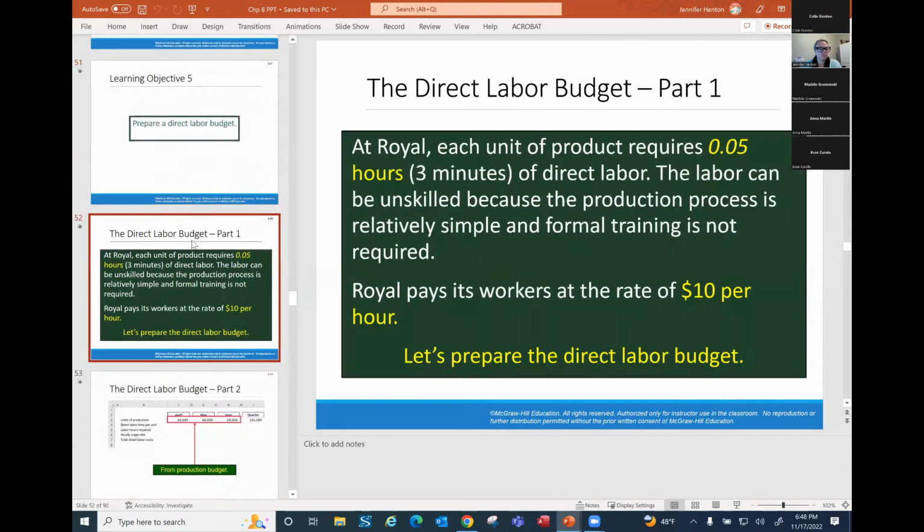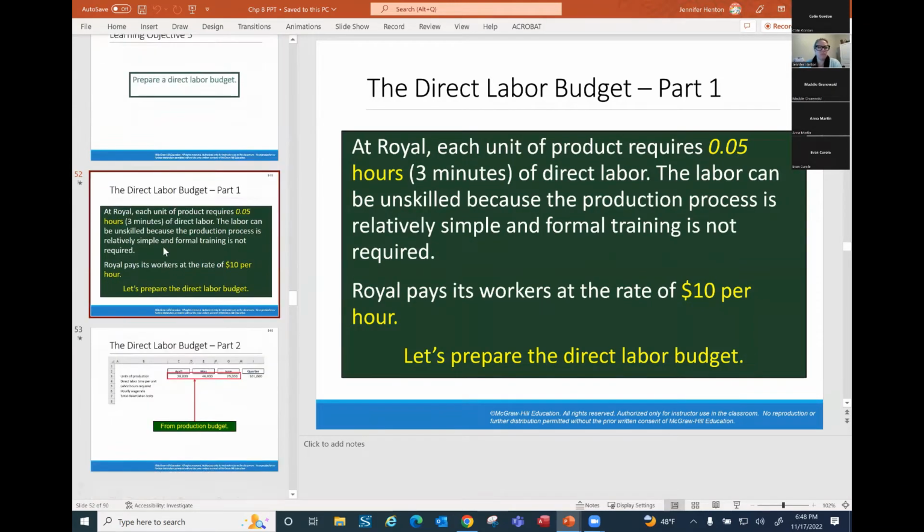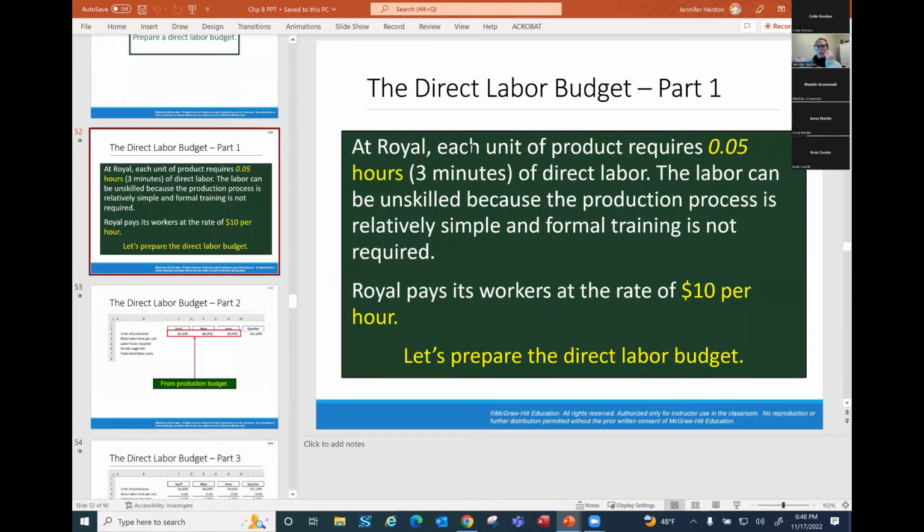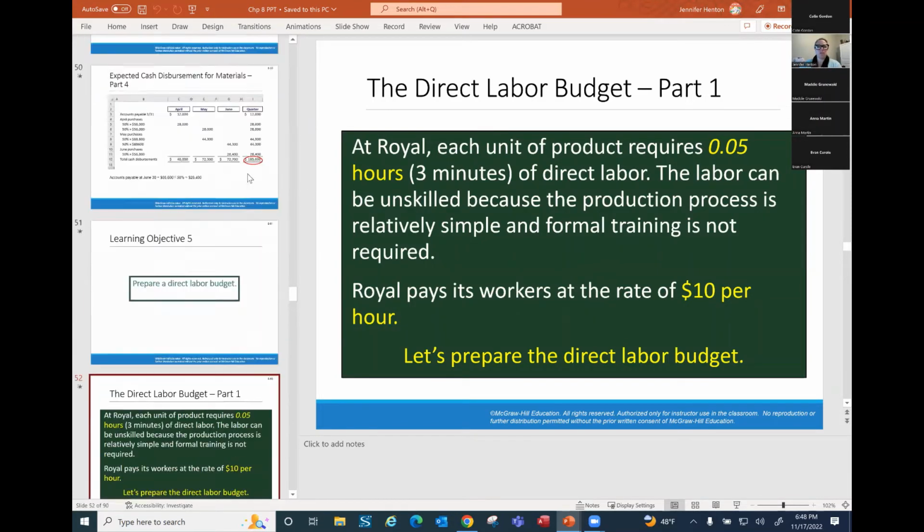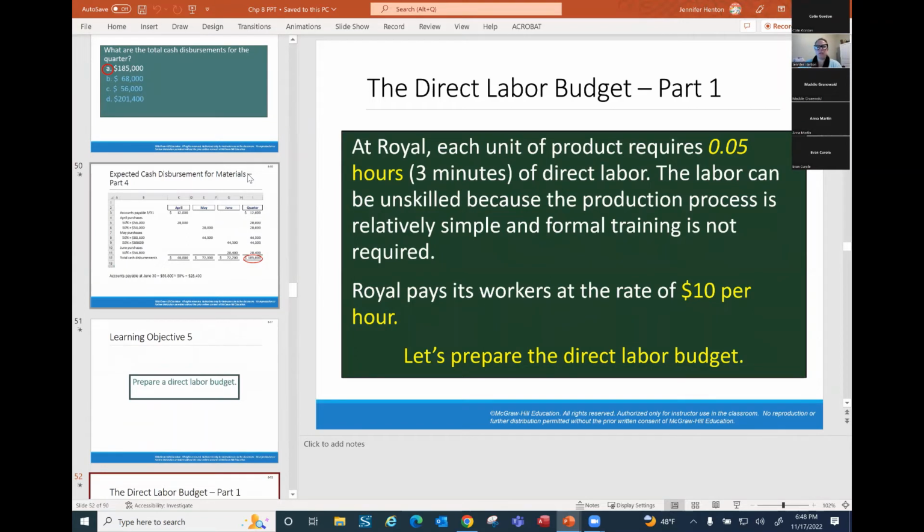All right, we're going to look at the direct labor budget now. So at Royal, each unit of product, well, before I go into labor, do y'all have any questions on the direct material and how we calculated the pounds that we needed and how much it was going to cost and how much cash was going out? Do y'all have any questions on that?